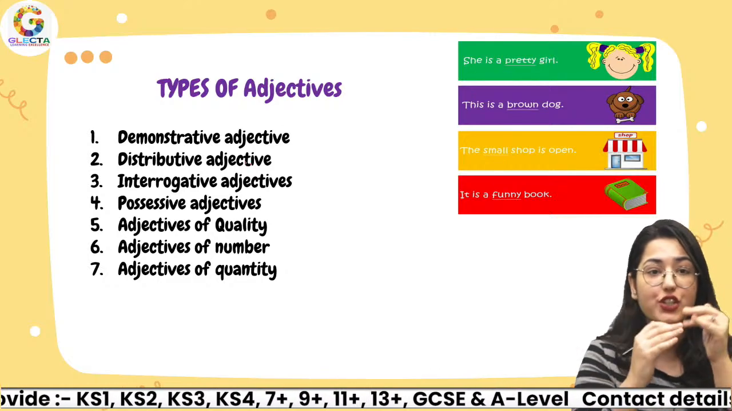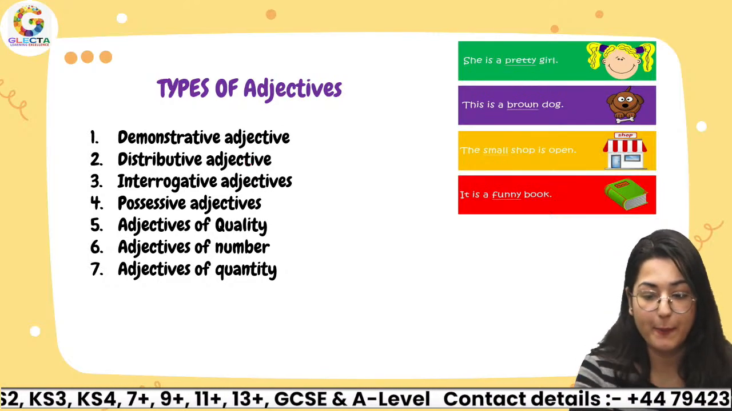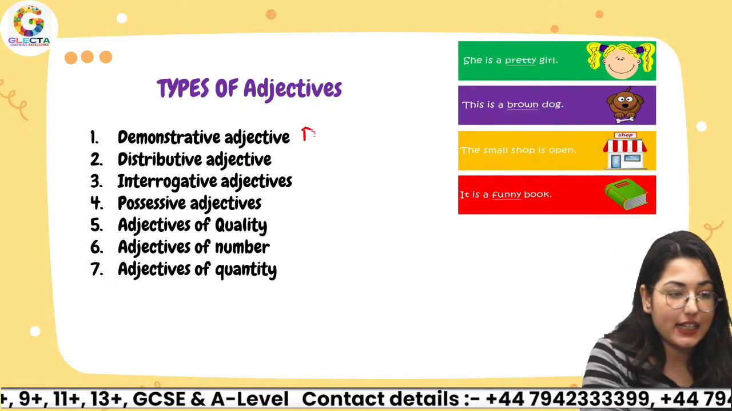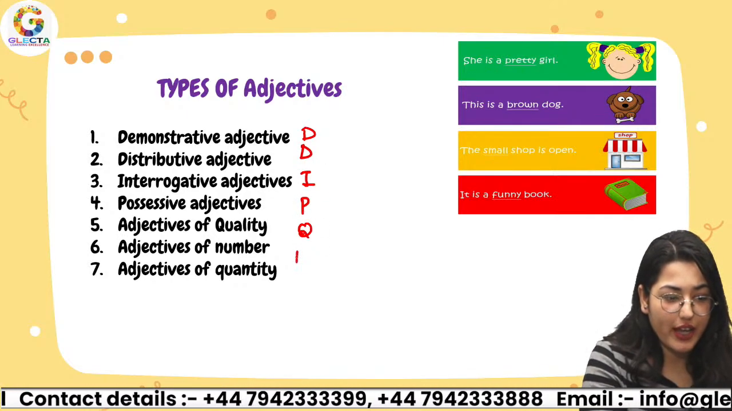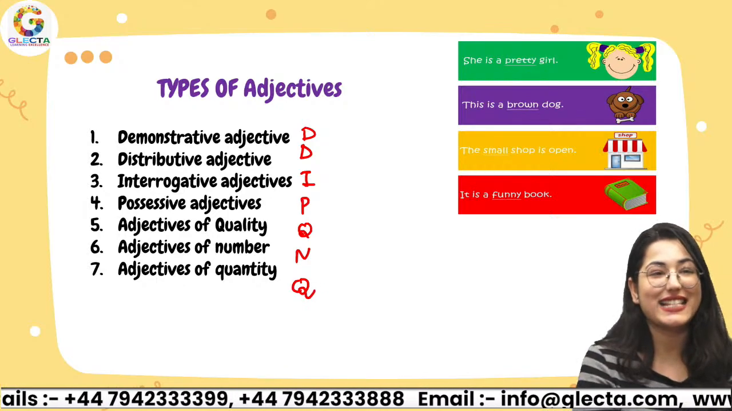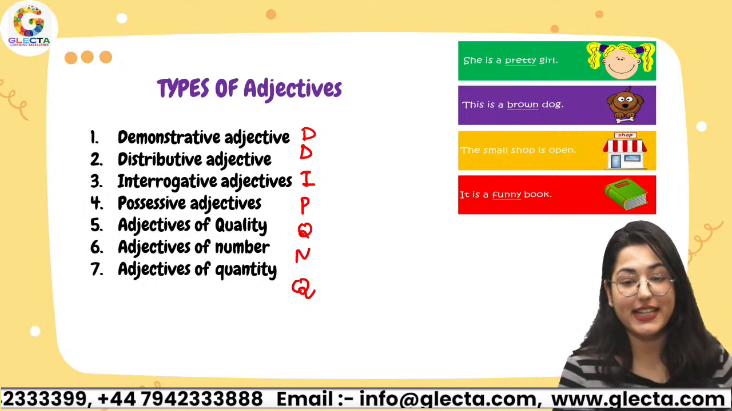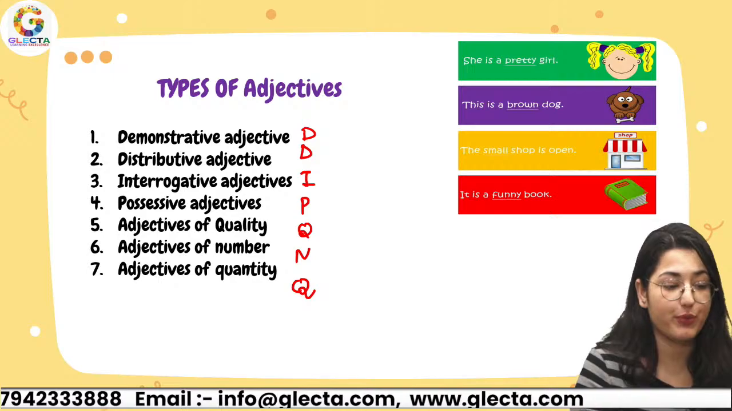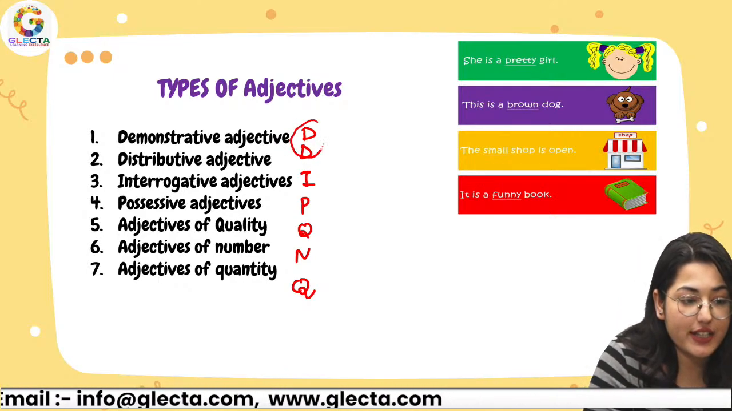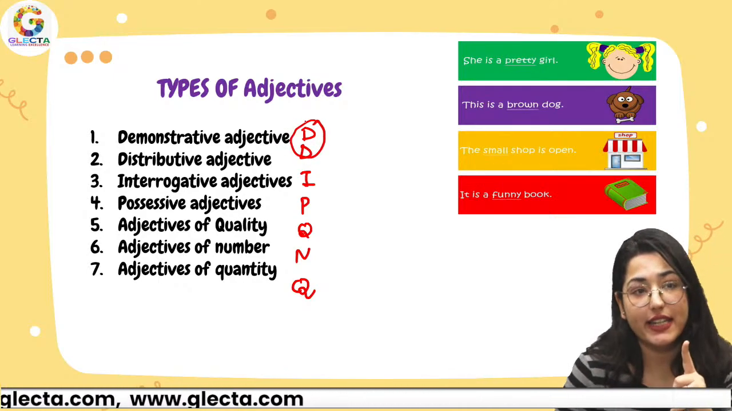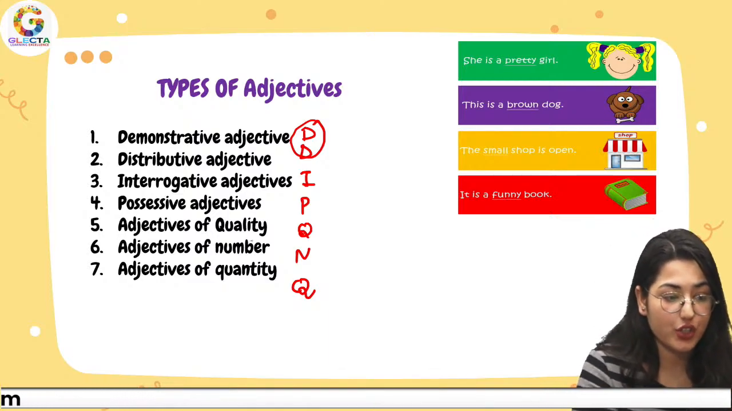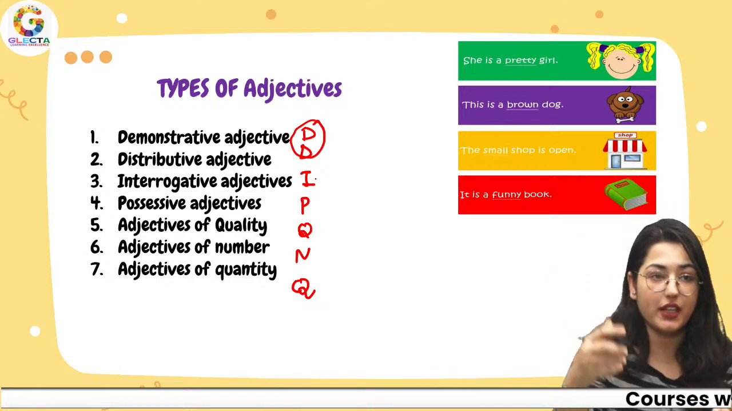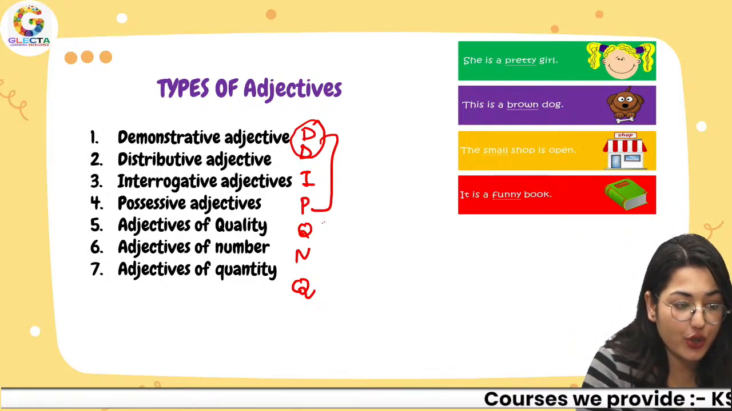So I would like to make a kind of mnemonic for that. Yes. So it's like DIP, Q, and Q. This is the easiest way to learn these adjectives. These mnemonics help you with that. There are 2 D's, just remember that. Not 1 D in all the types of adjectives, but there are 2 D's. Dip, like to dip something, dip, Q and Q.